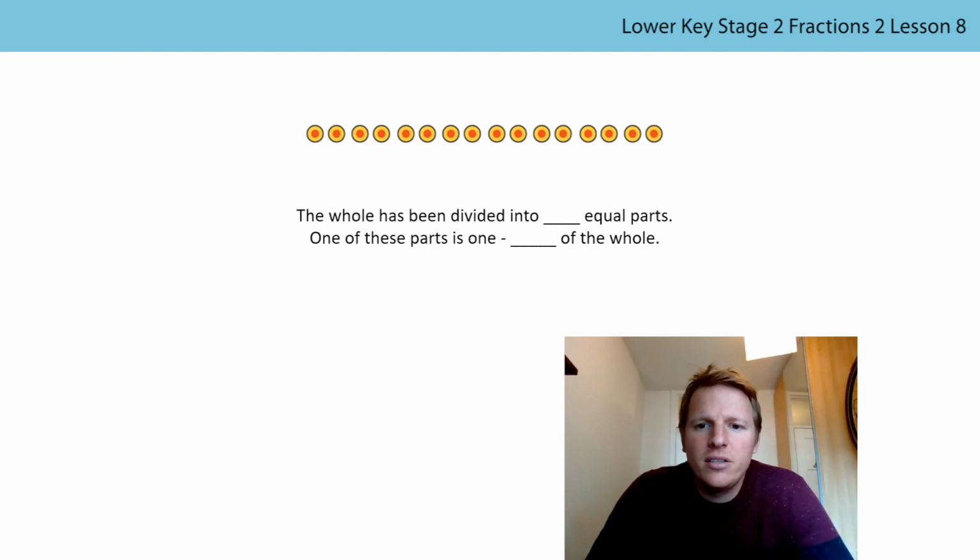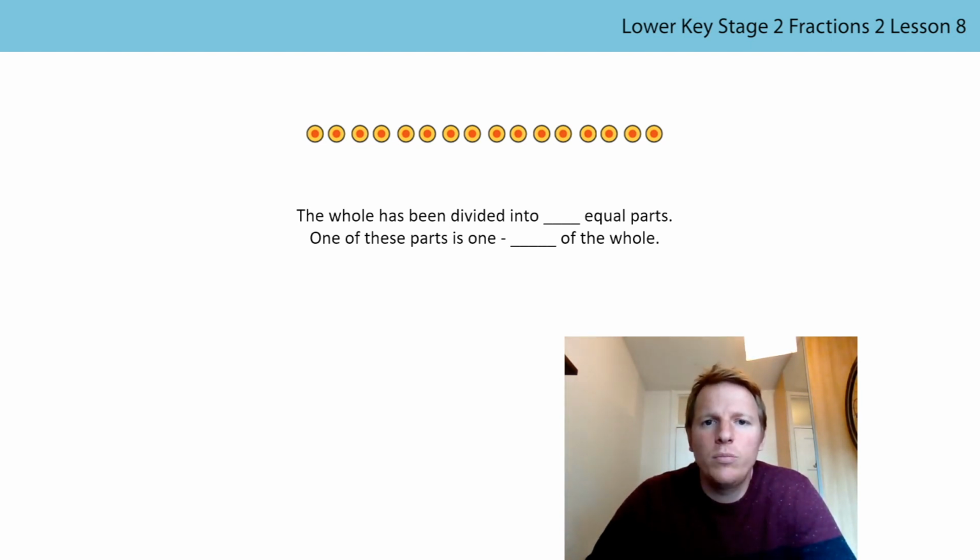Now, this is a sentence that you'll say time and time again through this lesson, and you also used it in the previous lesson. It says, the whole has been divided into equal parts. One of these parts is one of the whole. So if you didn't have a chance to do this, find 16 objects at home, or draw some different representations of these 16 objects divided into different numbers of equal groups, and then think about what fraction one of these parts is of the whole. If you haven't done that, do that now, but if you have, let's go through that together.